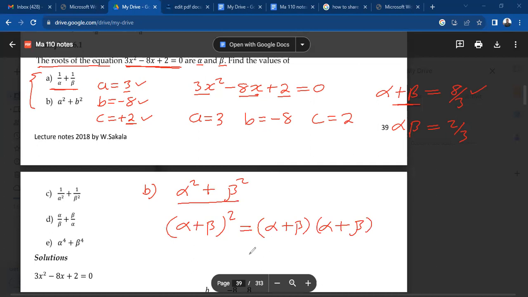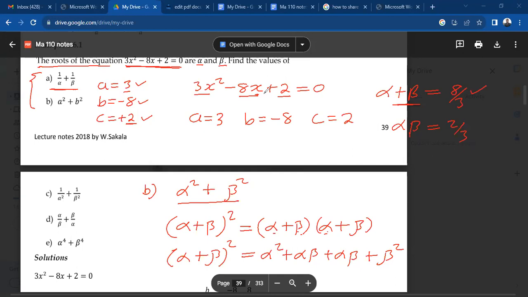Then when you multiply those two, you get alpha times alpha, you get alpha squared. Alpha times beta, you get plus alpha beta. Then beta times alpha, you get alpha beta. Then beta times beta, you get beta squared, like that. On this side, not forgetting what we have is alpha plus beta enclosed in brackets. Now the target is we want to make alpha squared plus beta squared the subject of the formula.